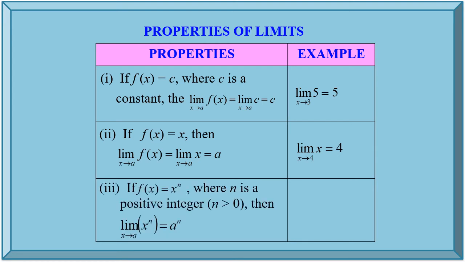And the third one is if f(x) equals x to the power of n, where n is a positive integer more than 0, then the limit of x to the power of n as x approaches a is equal to a to the power of n. So we just have to replace x with a. For example, the limit of x cubed as x approaches 4. We replace x with 4, so we get 4 to the power of 3, which is equal to 64. So what you need to do is just replace the value of x with a to get the limit.